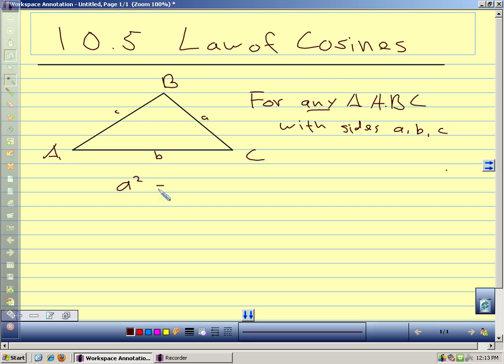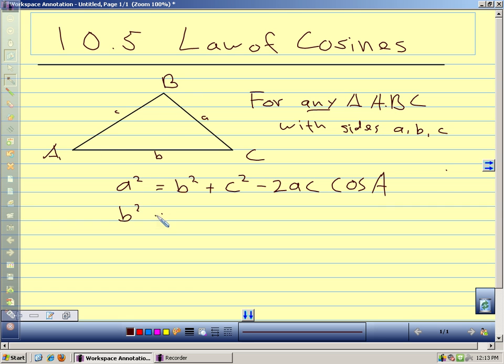a squared equals b squared plus c squared minus 2bc cosine A. So this is one of the equations that the law of cosines gives us. The other equations are essentially the same. We're just rearranging the letters depending on which sides we're working with. They're all telling us the same thing.